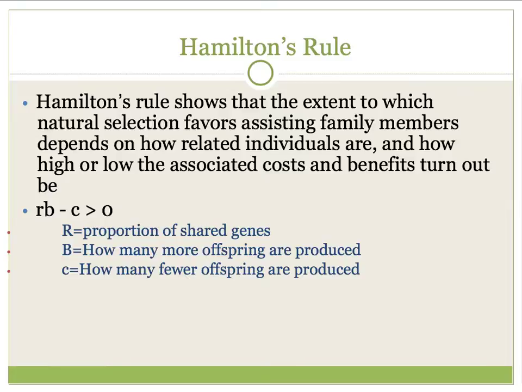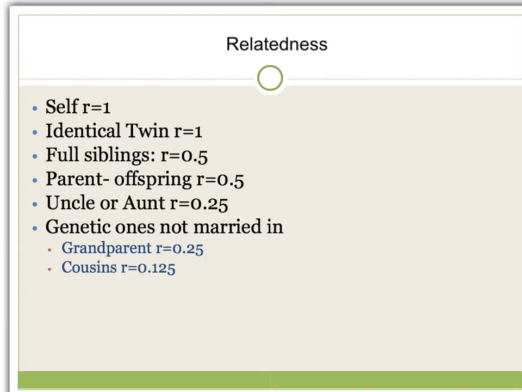When relatedness is high and benefit is high as well, the cost to the individual is low. Thus, natural selection would strongly favor individuals who help their kin. The following are examples for values of relatedness. For yourself and an identical twin, the value of R would be equal to 1.